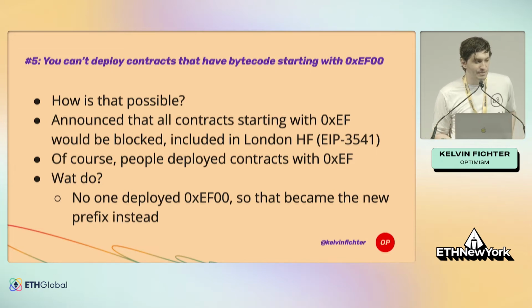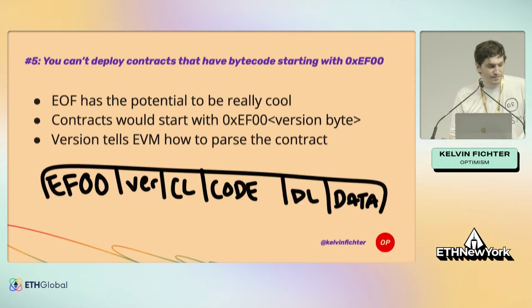How is this possible? So what happened was in the London hard fork, EIP 3541, it was announced that all contracts starting with 0xEF would be blocked. So of course, people started deploying contracts that started with 0xEF. And then what people did was they just looked on chain and they figured out, well, sure, they deployed something that started with 0xEF, but they didn't deploy anything that started with 0xEF00. So we'll just pick that instead, and you can't deploy any new ones, so good enough.